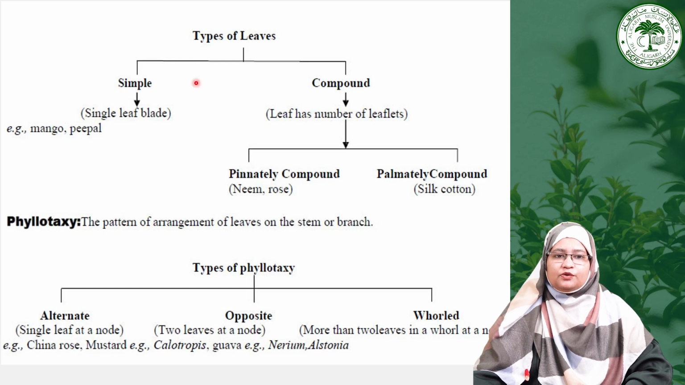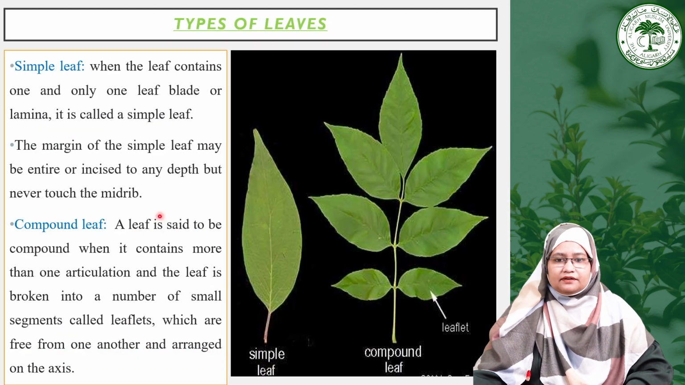Leaves are generally of two types, either simple or compound. Simple leaf, like in mango and peepal, and compound is further categorized into two categories, pinnately compound and palmately compound. Pinnately compound as in the case of neem and rose, and palmately compound in the case of silk cotton. Then we will discuss the phyllotaxy of leaf. Generally leaves have three types of phyllotaxy, that is alternate, opposite or whorled, that we will discuss in the next slides.